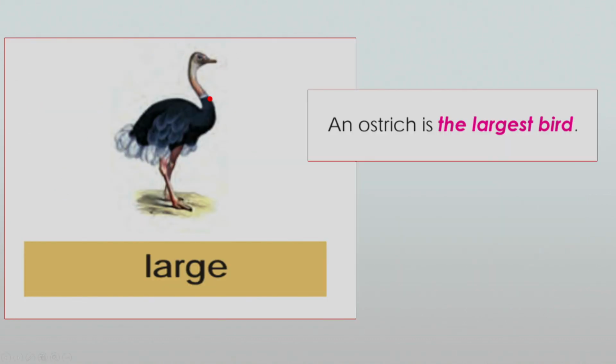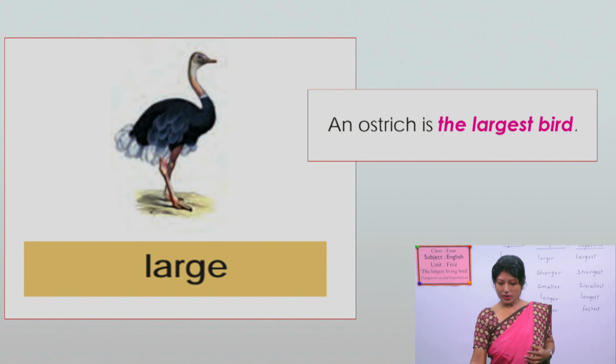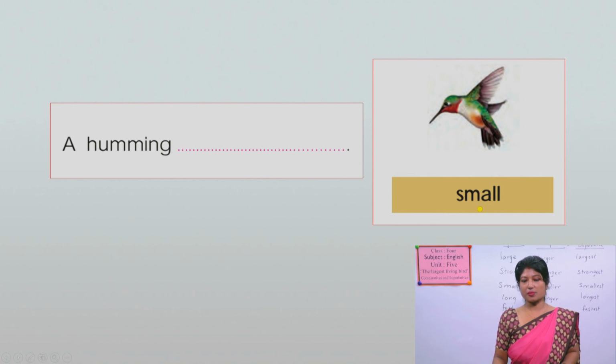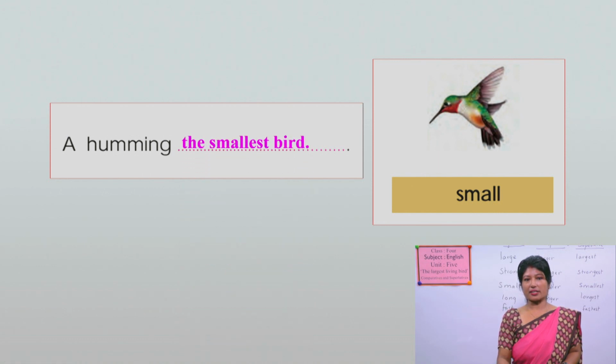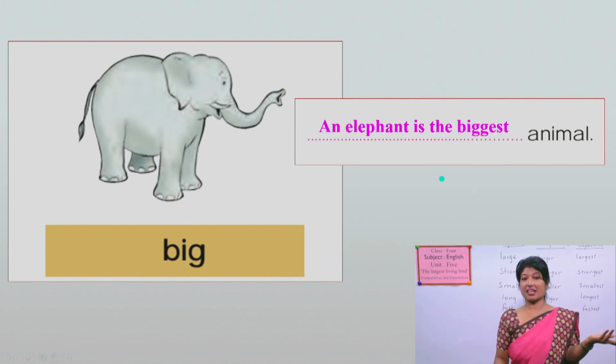So look here at the bird. This bird, ostrich. Once again, the word large is given over here. Now ostrich is the largest bird. Largest among all the birds, ostrich is the largest bird. And then next one, humming. This bird, small is written here. Now what to write? The smallest. Humming is the smallest bird. Now one more is given there. What is there? Yes, elephant. Big. Elephant is, what to write? An elephant is the biggest animal.